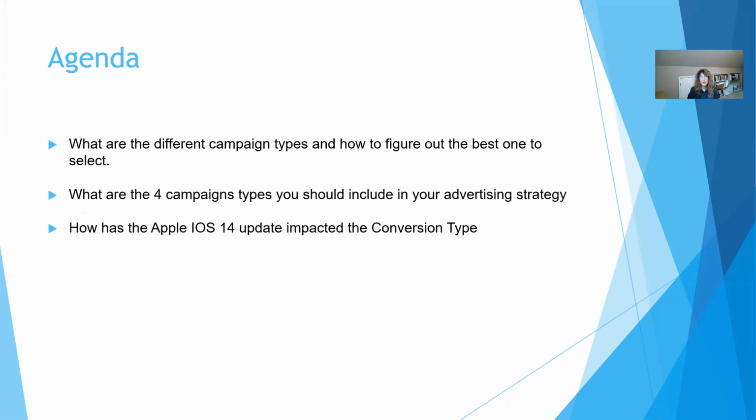We are a full-service digital marketing agency that offers lead generation services. Today's agenda, we're going to be covering three things. What are the different types of campaigns and how to figure out the best ones to select, and the 4 campaign types that you probably should include in your advertising strategy. And how has the Apple iOS 14.5 update impacted the campaign types, especially the conversion type? We're going to be discussing the war with Apple that Facebook is having.